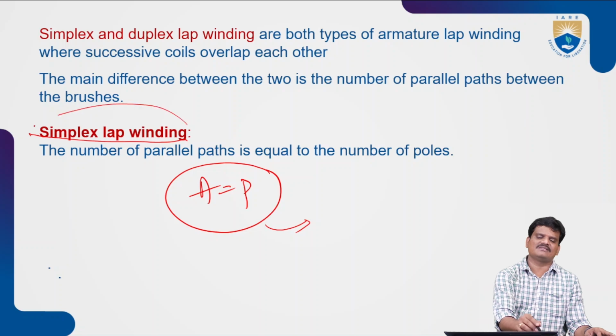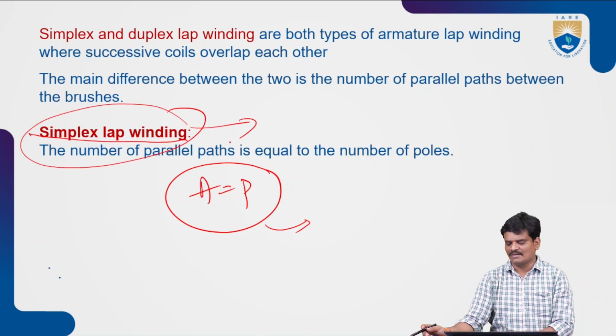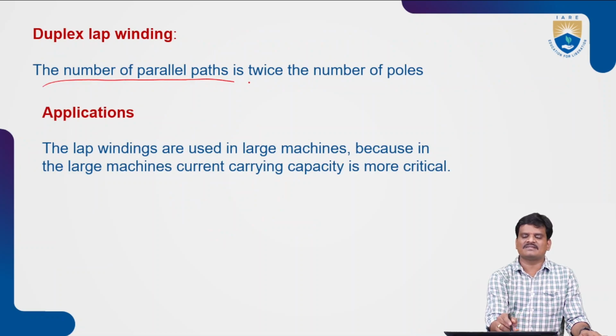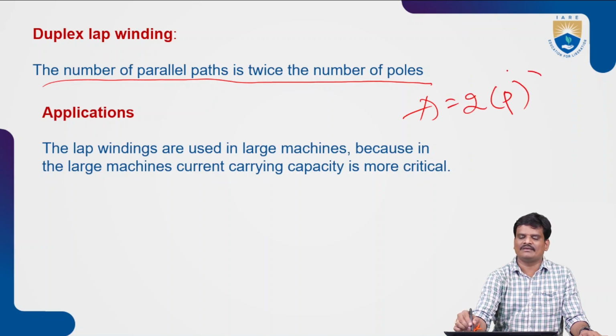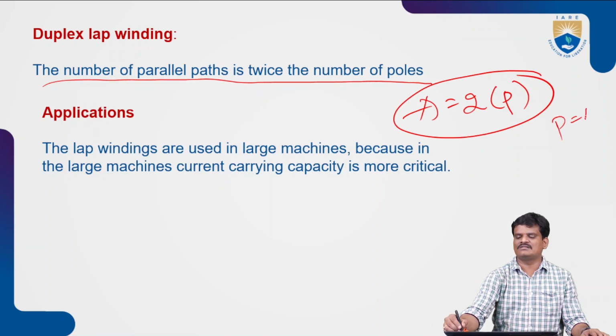The same design and same structure will happen in the case of a simplex lap winding also. Coming to the duplex winding, here the number of parallel paths is twice the number of poles. That is, the value of A will be equal to 2 into P in the case of a duplex lap winding. Suppose the number of poles is 4, that is P is 4.